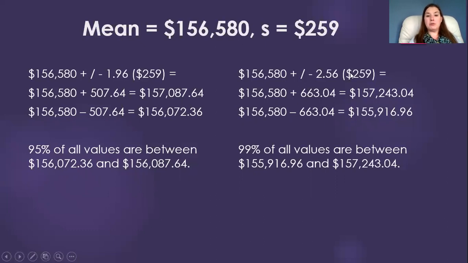Then the 99% confidence interval is a little larger, 2.56 times 259 gives us 663.04. Add that to the 156,000, that gives us 157,000 and change. Subtract it from the mean, that gives us the low end of 155 and change. So we're now 99% confident that the population mean falls between these two values.